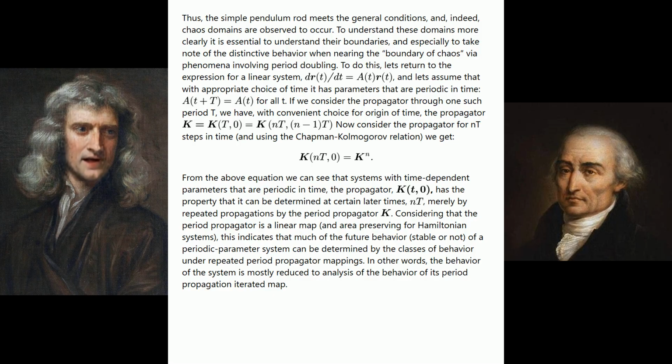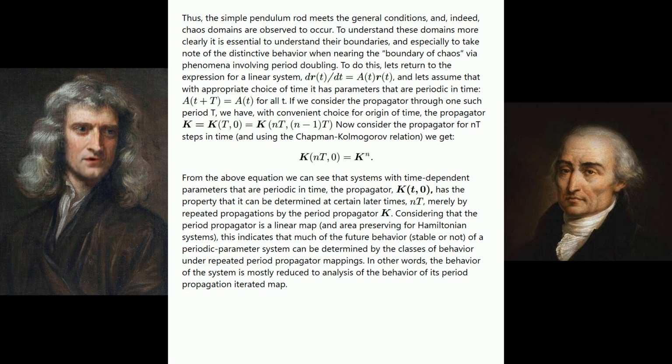To understand these domains more clearly, it is essential to understand their boundaries, and especially to take note of the distinctive behavior when nearing the boundary of chaos via phenomena involving period doubling. To do this, let's return to the expression for a linear system, the derivative of r of t with respect to time equals A of t times r of t, and let's assume that with appropriate choice of time it has parameters that are periodic in time. A of t plus T equals A of t for all t.